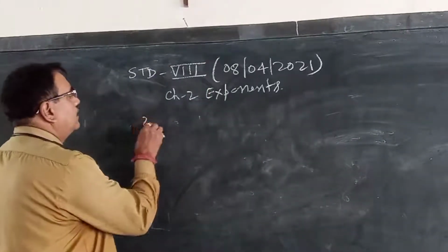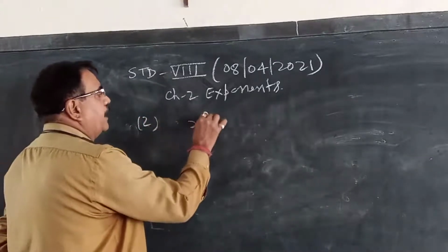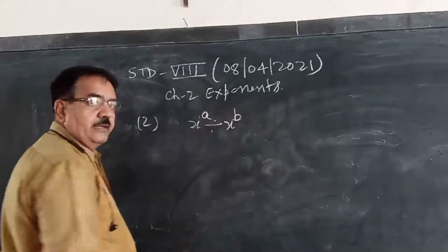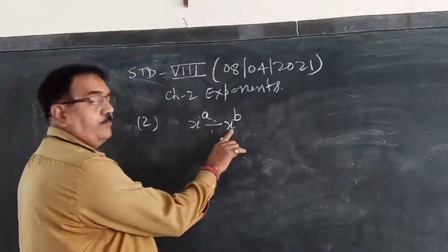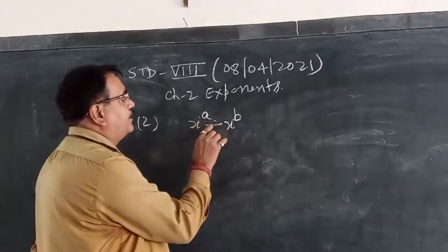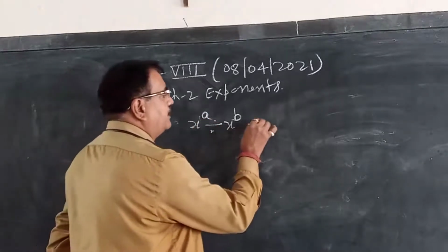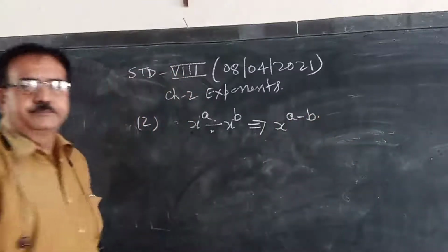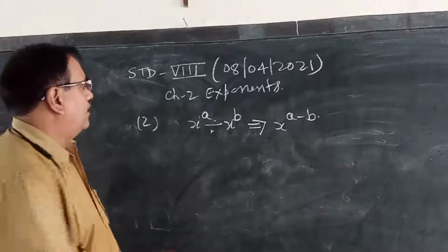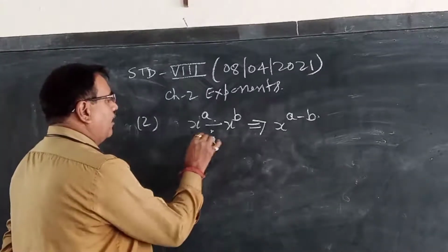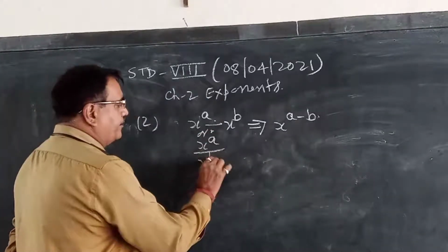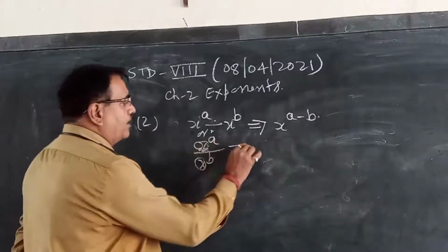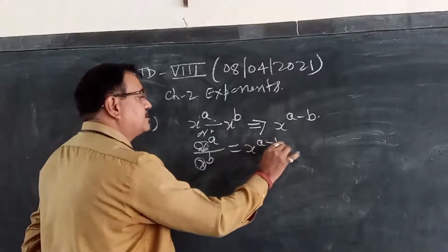Second one: if the base is the same and there is a division sign. If the base is the same, x is the base, and there is a division sign, then what is the result? The result is that the powers will be subtracted. Or we can write x to the power a divided by x to the power b. See here, the base is the same, so the powers will be subtracted, a minus b.